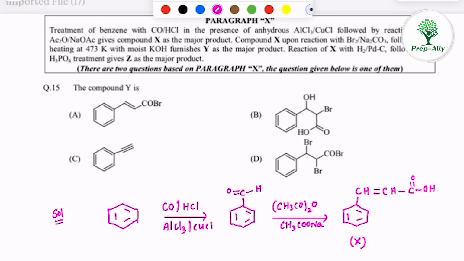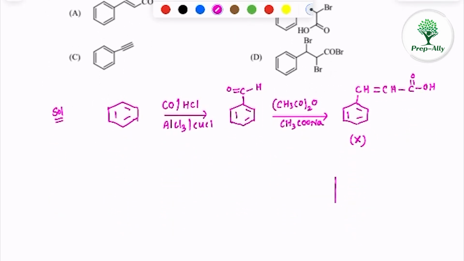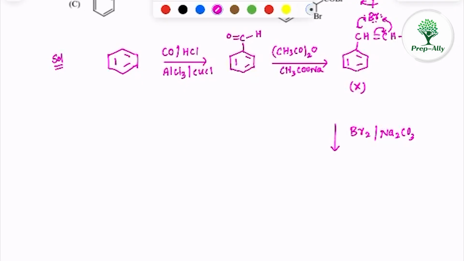After this, they are saying this X upon reacting with bromine in presence of sodium carbonate. So whenever double bond compounds react with bromine in presence of sodium carbonate, we know that this bromine upon reacting with double bond compounds will form a cyclic bromonium ion, which we discussed also in the alkenes lesson. So it will form a cyclic bromonium ion.